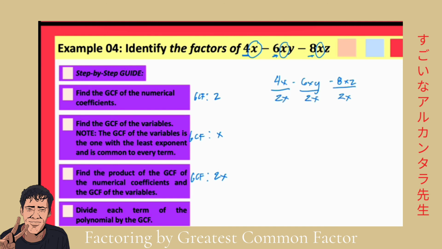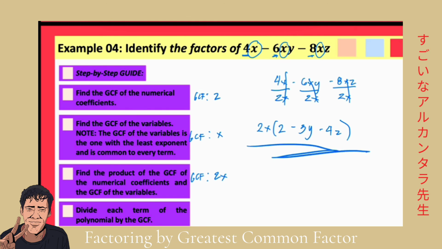Now our factored form will be 4 divided by 2, that is 2. x divided by x is 1, so we can cancel that out. -6 divided by 2 is -3. x divided by x is 1. Then y, we just bring it down. -8 divided by 2 is -4. x divided by x is 1, then z. So here is our final answer.